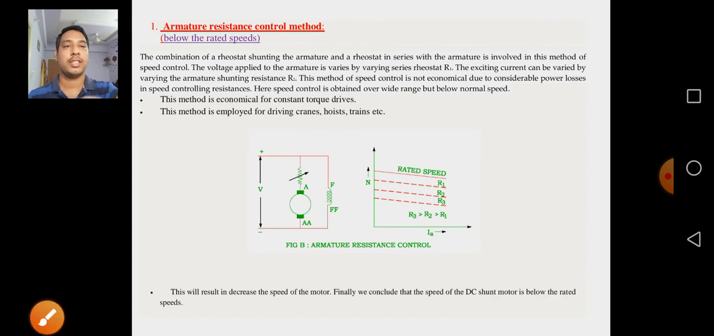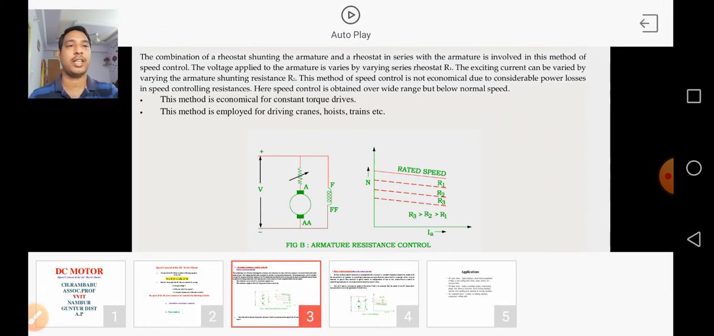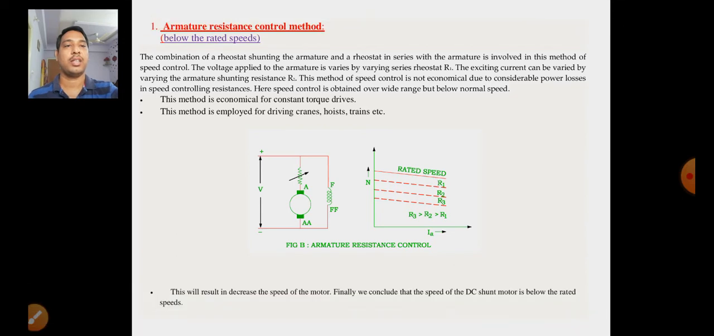If you vary this resistance such that RA is taken as R1, then another resistance R2 and another resistance R3. The sequence should be R3 greater than R2 and R2 greater than R1. Suppose R1 is 2 ohms, R2 is greater than 2 ohms, and R3 is greater than R2.